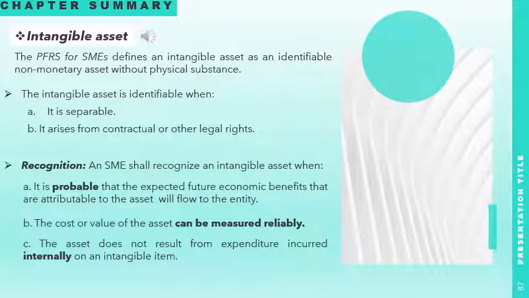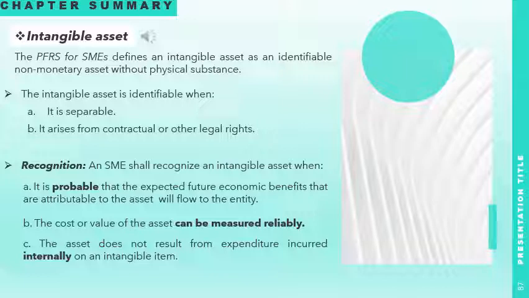The next one is the intangible asset. The PFRS for SMEs defines an intangible asset as an identifiable non-monetary asset without physical substance. And when it comes to this, the intangible asset is identifiable daw when, first, it is separable, and B, it arises from contractual or other legal rights.